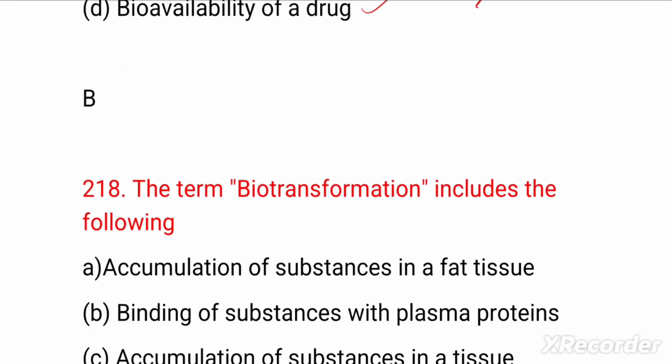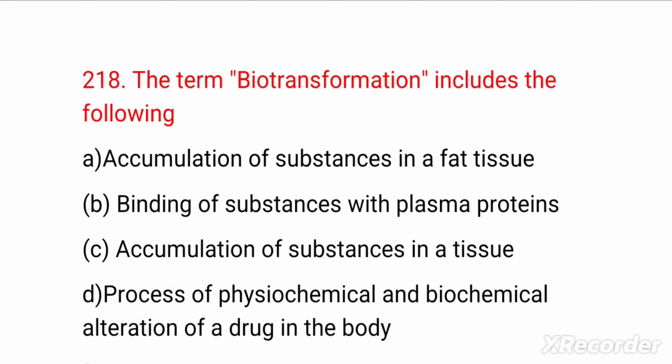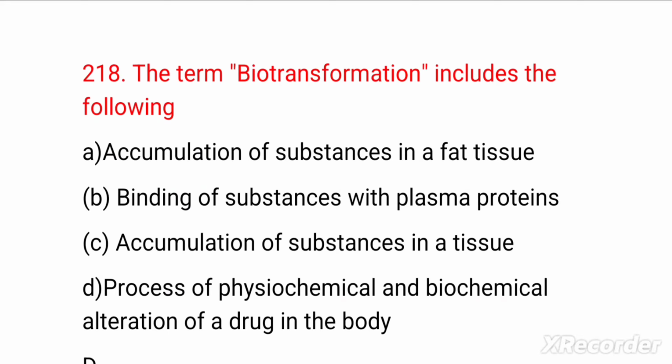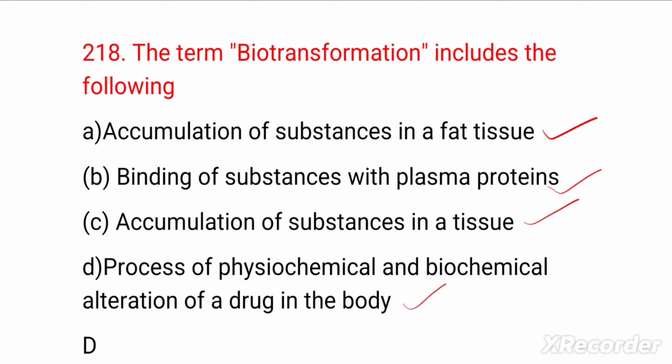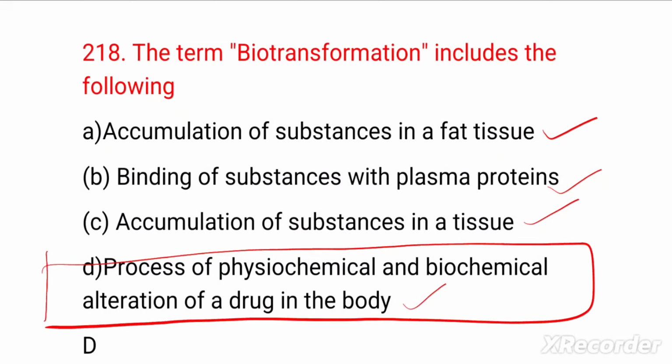Next question, the term biotransformation includes the following. Options are accumulation of substance in fat tissue, binding of substances with plasma proteins, accumulation of substances in a tissue, process of physiochemical and biochemical alteration of a drug in the body. Answer is D, process of physiochemical and biochemical alteration of a drug in the body.